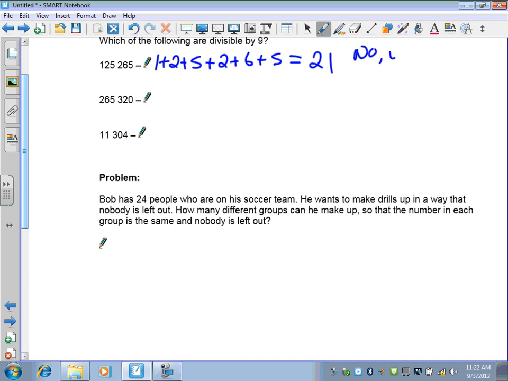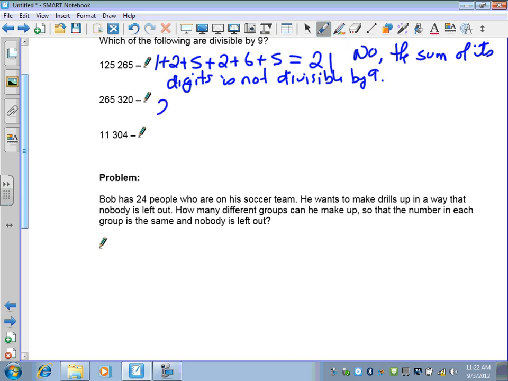And why? Its sum, well, I shouldn't say its sum. No, the sum of its digits is not divisible by 9. There you go. Your decision, yes or no, and your reason.